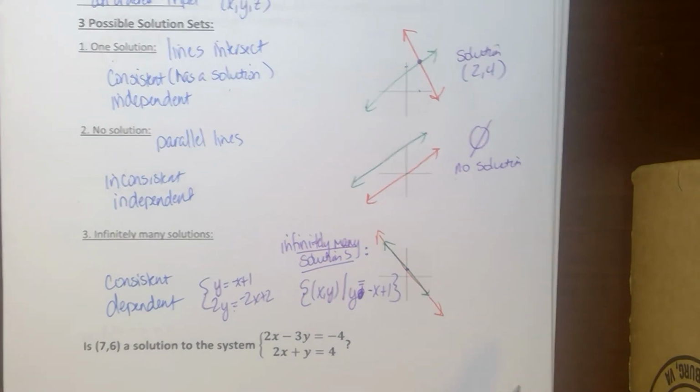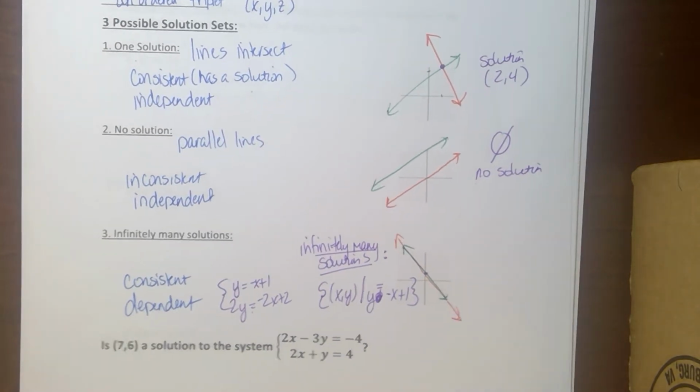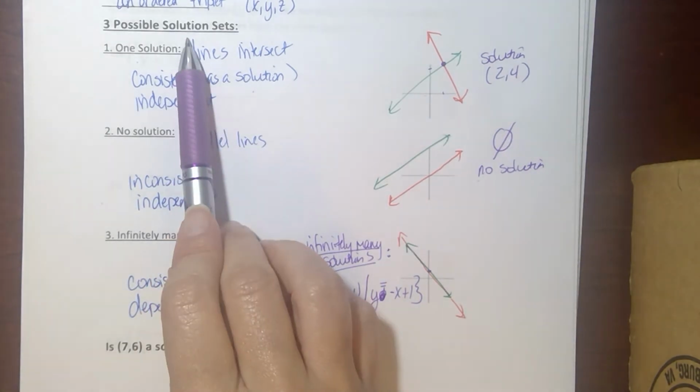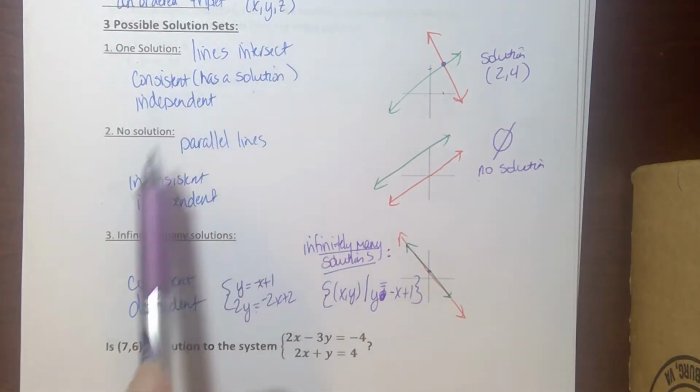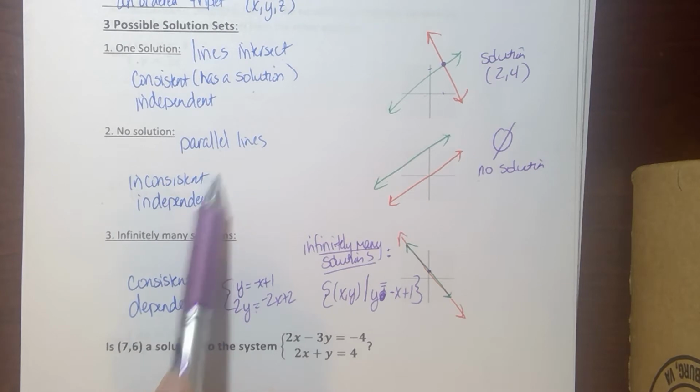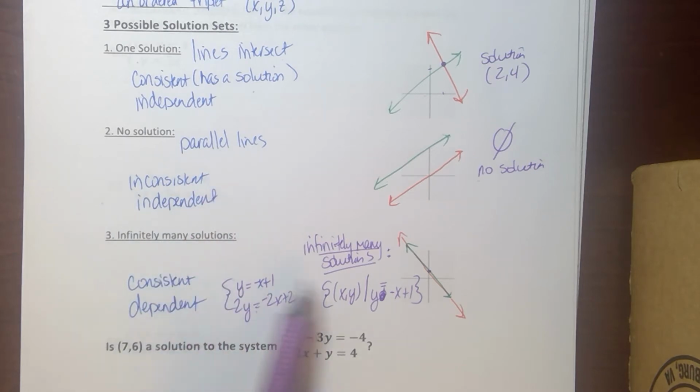So these are our three possibilities for solution sets for linear systems. One solution where you have intersecting lines, no solution because you have parallel lines, or infinitely many solutions because it's really just one line on your graph. It's one equation and a multiple of that equation.